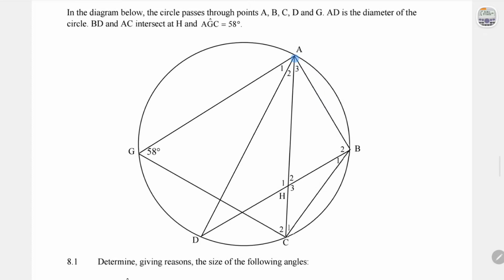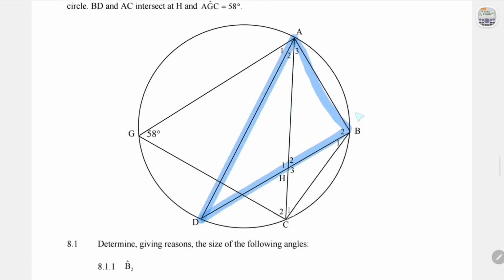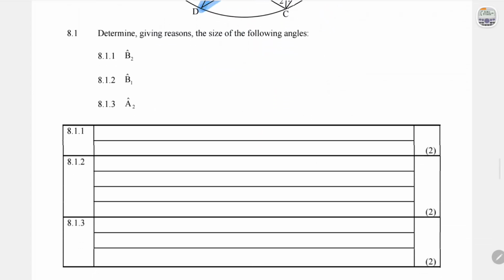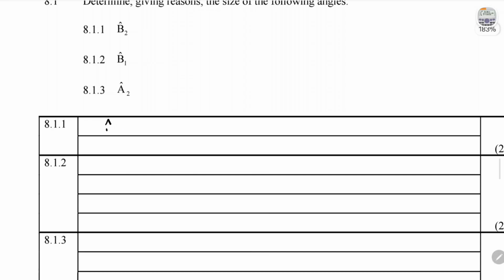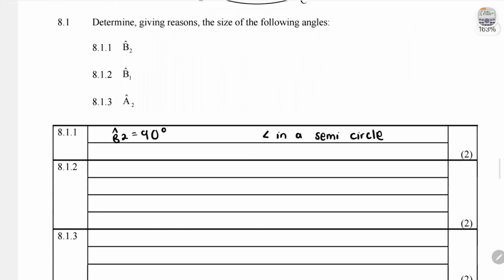Looking at angle B2, look at where it is. It's at the circumference, and it's being supported by AD, which is a diameter. The angle in a circle at the circumference supported by a diameter is 90 degrees. So that's angle in a semicircle, and we can tell them that. So angle B2 is equal to 90 degrees, because of angle in a semicircle. And that is our answer.